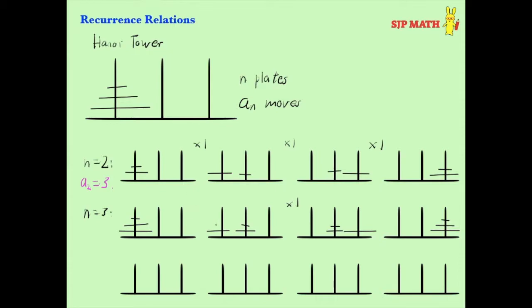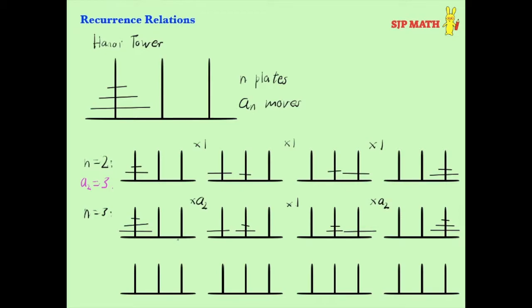But here, it didn't take 1 move. We were moving 2 plates from one pole to another. And how many moves would that take? Well, we already know how many moves that takes, because that's just A2. A2 represents how many moves it takes to move 2 plates from one pole to another, and that's what we're doing here. So it's going to take A2 moves here. And same with here, we're moving 2 plates from one pole to another, so that'll just be A2 as well.